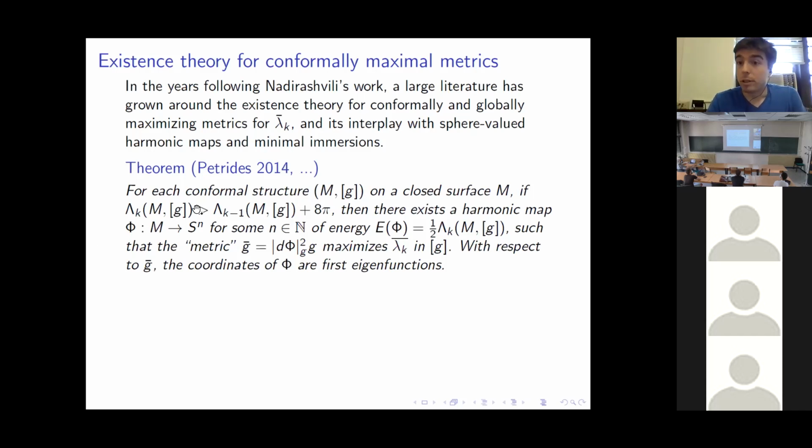So as long as equality doesn't hold, then there exists a harmonic map into Sn for some n, whose energy is exactly half this kth eigenvalue, and such that, if we choose a conformal metric which views the energy density of this map as constant, that metric is going to maximize the normalized kth eigenvalue in the conformal class.